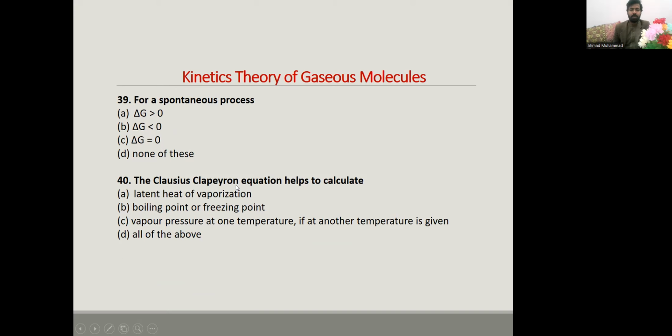The Clausius-Clapeyron equation helps to calculate the latent heat of vaporization, boiling point or freezing point, vapor pressure at one temperature if it is given at another temperature. D option, all of these. So the first option is correct. We only use the Clausius-Clapeyron equation to calculate the heat of vaporization.